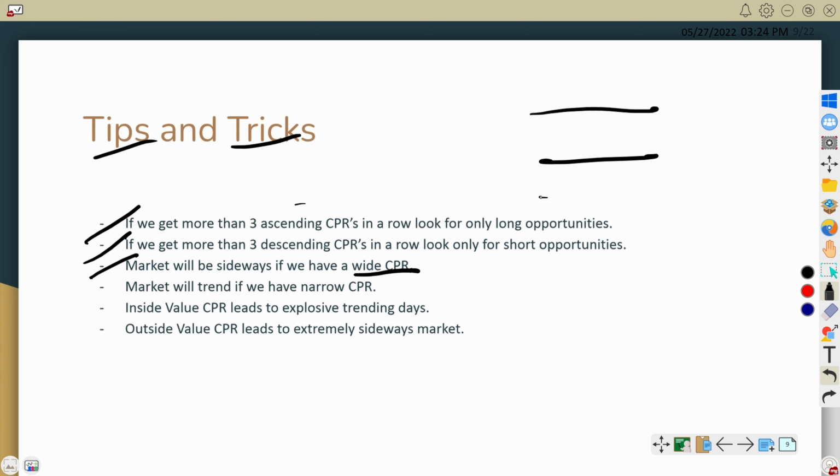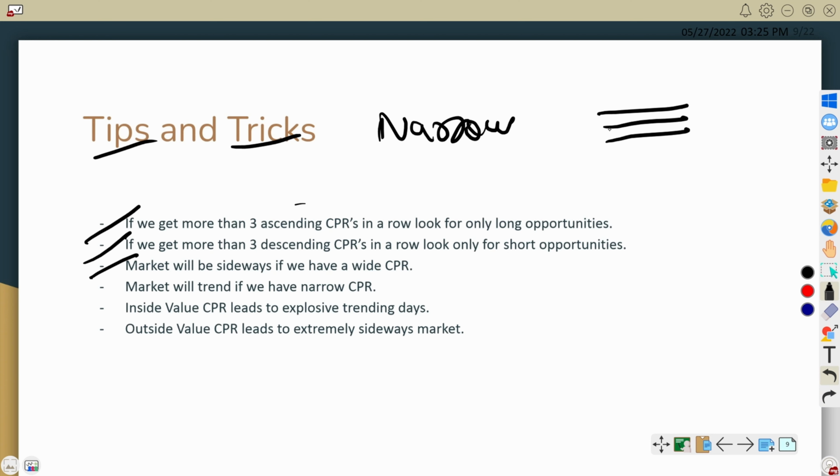So if you have a very wide CPR, most of the time the market does not break out and go. Instead of that, it will be pretty sideways. So that is if you have a wide CPR. Then if market has a narrow CPR, narrow CPR is the best CPR because it's very narrow. So most of the time you get a big move on that day, either on the upside or on the downside. So narrow CPR is the best. So we can have a very good trend if you have a narrow CPR.